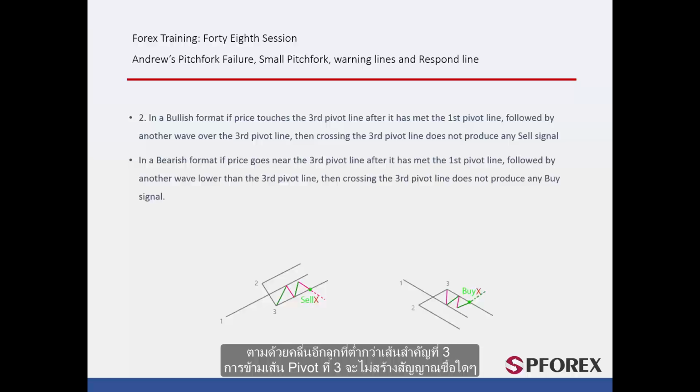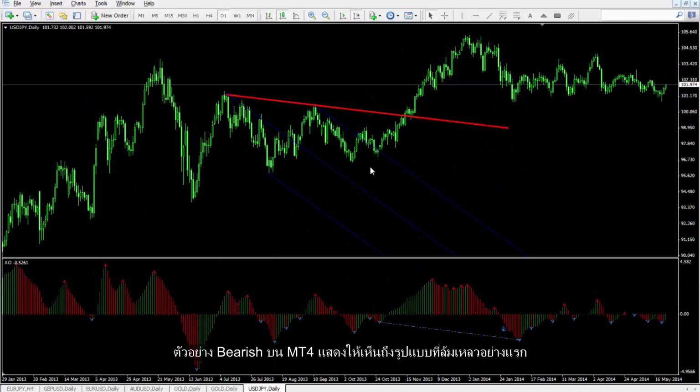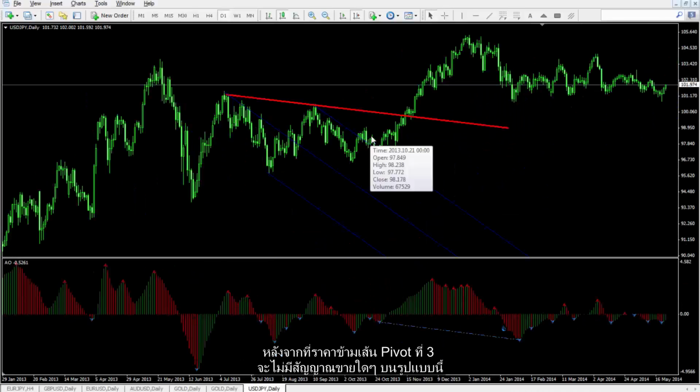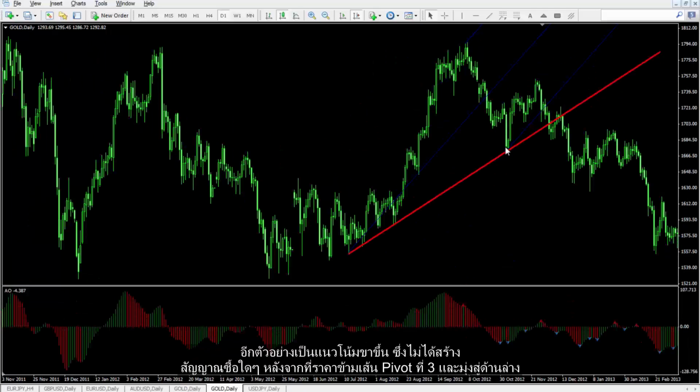A bearish example on MetaTrader 4 illustrates the first failure format. After a price has crossed the third pivot, there would not be any sell signal on this pattern. In another example, on an upward trend, a pattern could not create any buy signals after the price has crossed the third pivot line towards the bottom.